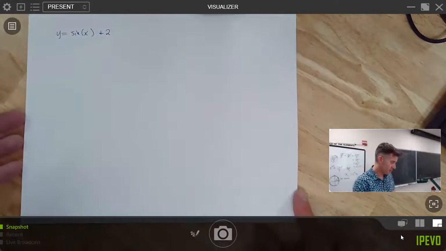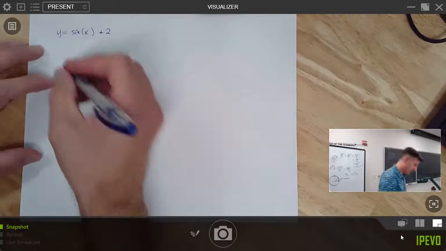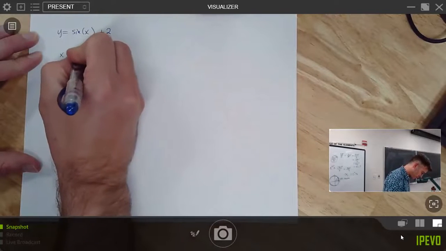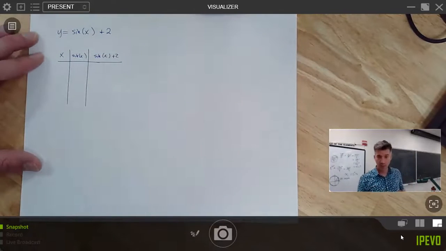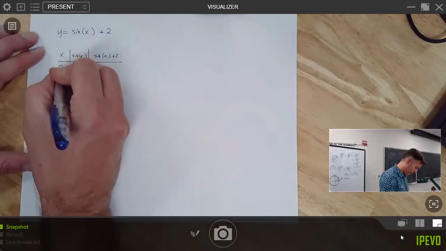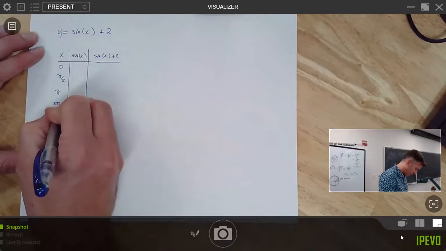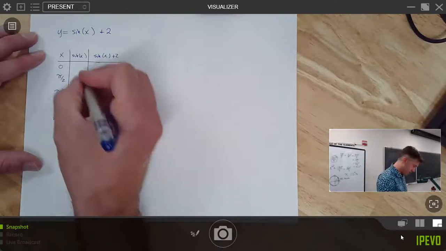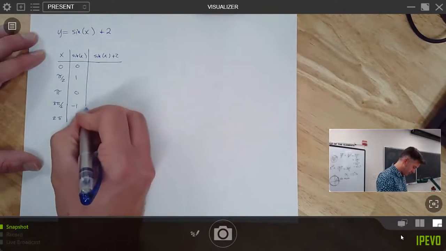All that's going to happen here is we're going to take all of our y values and they're all going to increase by 2. So if you wanted, we could totally make a table. Let's make a table. Again, I'm using the typical x values that are my quadrantal angles: 0, pi over 2, pi, 3 pi over 2, and 2 pi. And then we know sine. The sine of 0 is 0. Sine of pi over 2 is 1, then 0, then -1, then 0.